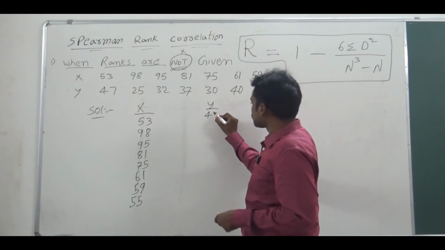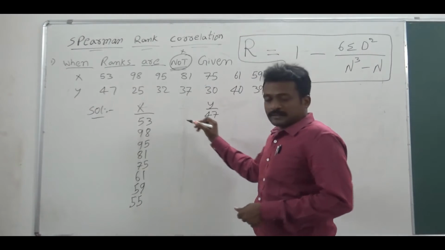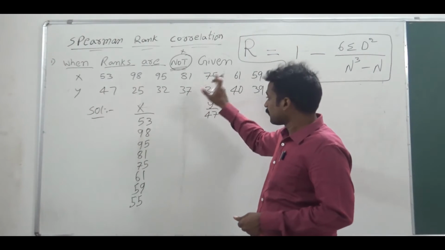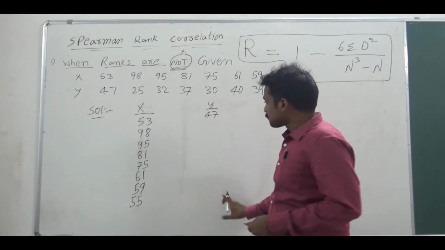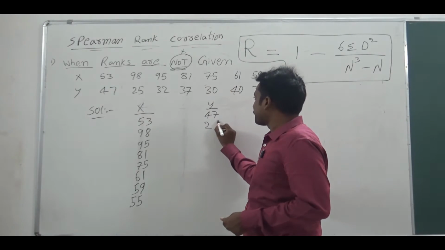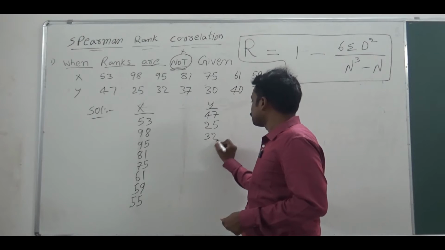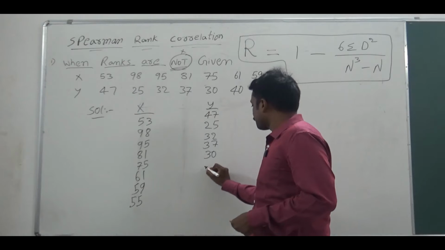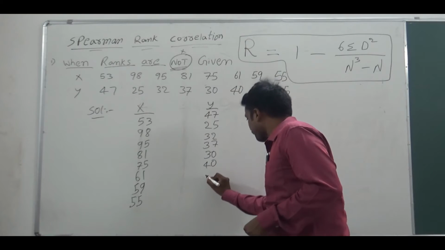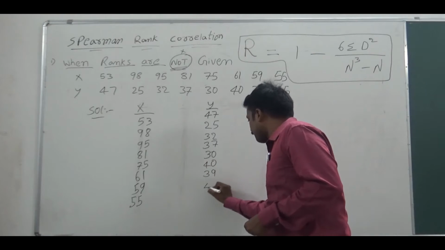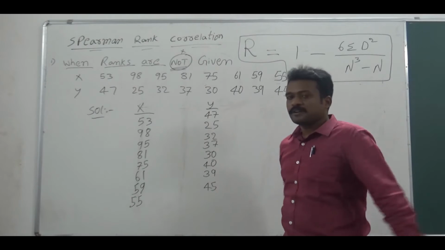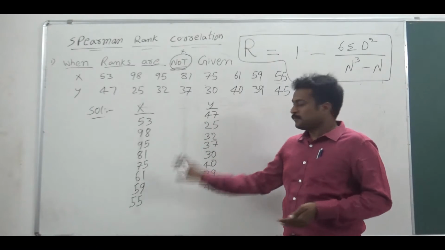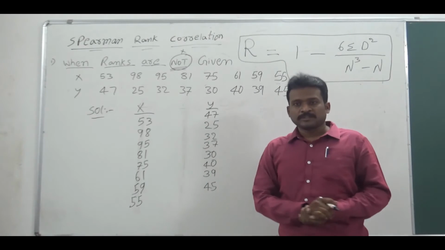I'm just noting down the values. I'm not doing any miracles here. I'm just copying the problem, the variable values given in the x and the values given in the y, and just noting them down. 25, 32, 37, 30, 40, 39, 45. Okay, so now I have written down the x values and the y values.